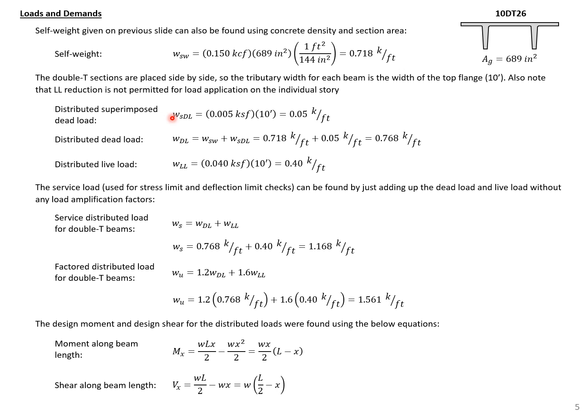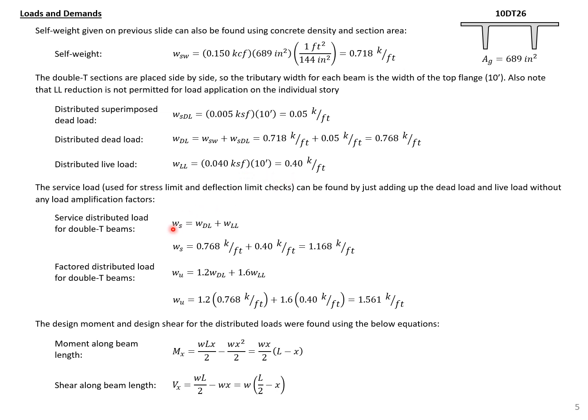And to do that, we need a tributary width. We're going to assume that the beams are placed side by side. So the tributary width for each beam is equal to the width of the top flange, which is 10 feet. So to find our distributed superimposed dead load, we'll take our surface load times 10 feet, which will give us our distributed load here, 0.05 kips per foot. We can add that to our self-weight to get the total distributed dead load of 0.768 kips per foot. We can then find our distributed live load by taking our surface load times 10 feet to get 0.4 kips per foot.